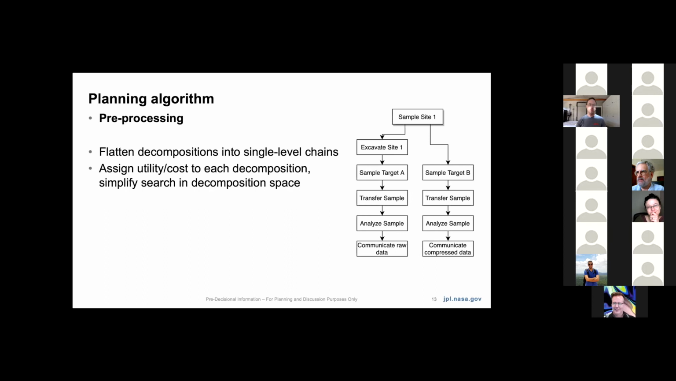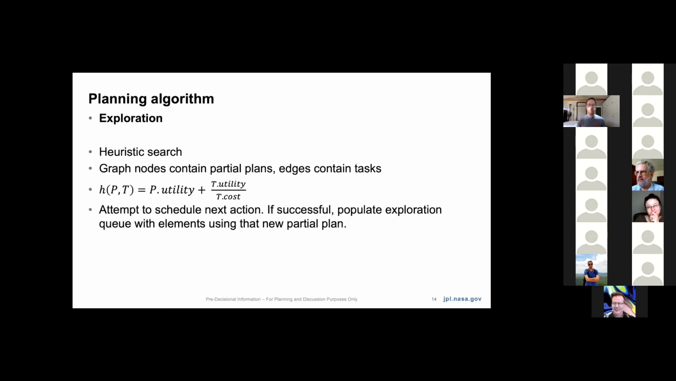Here's an overview of the planning algorithm that we're using. So first, a pre-processing step flattens the task decompositions into a single layer, such that parent tasks decompose into a chain consisting only of primitive, non-hierarchical subtasks. And this allows us to assign utility and energy costs directly to each decomposition because its breakdown into disparate subtasks has already been performed. And then each decomposition's utility is the sum of each of its subtasks' utility. And the same is true for the tasks. This step is performed once at the start for the domain model. So it's an offline step.